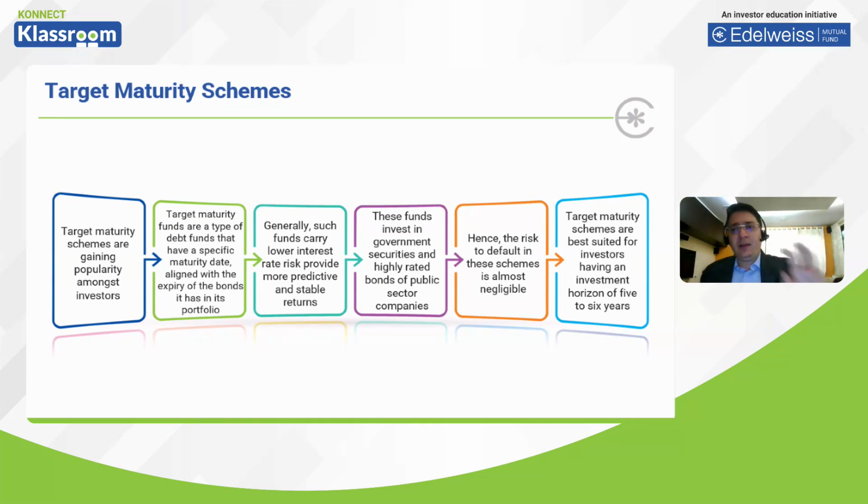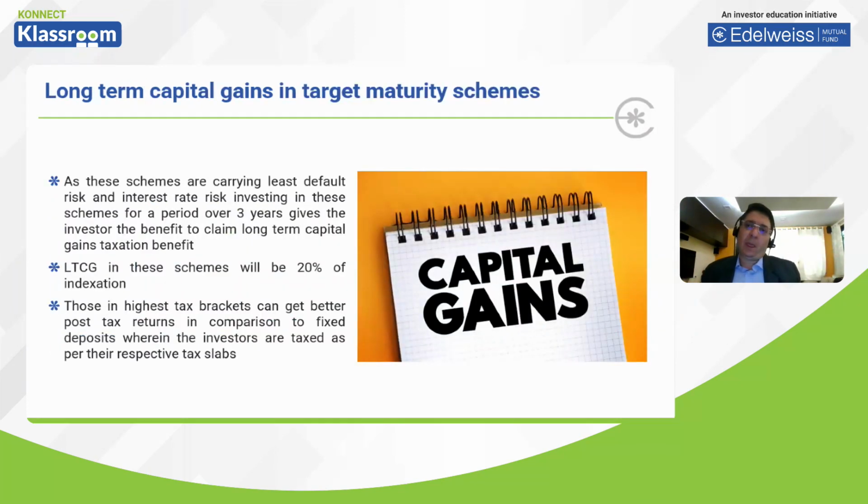So that's where I think these schemes should be very seriously looked at, because coupled with the safety in terms of low default risk and the predictability of returns, over a 3-year period they also give you the benefit of indexation. As I was telling you, long-term capital gains in fixed income schemes, when redeemed after completion of 3 years, get the benefit of indexation.